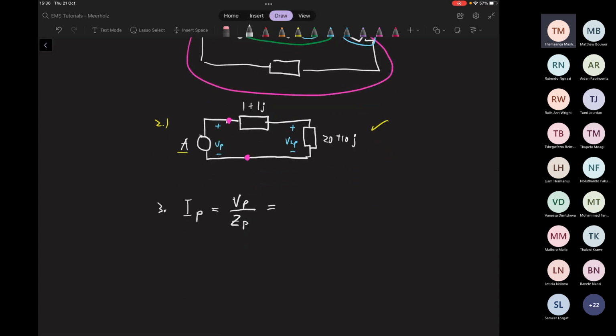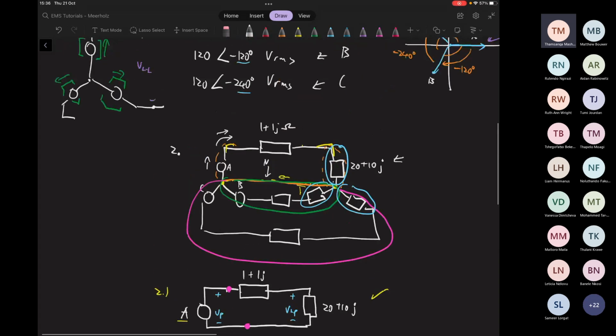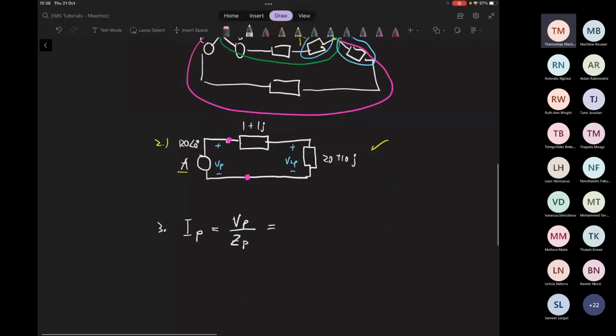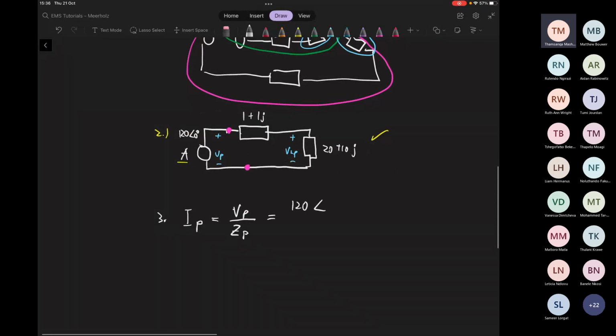Okay, so if we were to do that, we'd see that our voltage, I didn't label the voltage, it's 120 RMS at an angle of 0. This would become 120 at an angle of 0 divided by 1 + 1j + 20 + 10j. And now the resulting complex number we will get is another phasor. And remember, phasors are representing sinusoids. They're representing cosines and sines, depending on their phase.